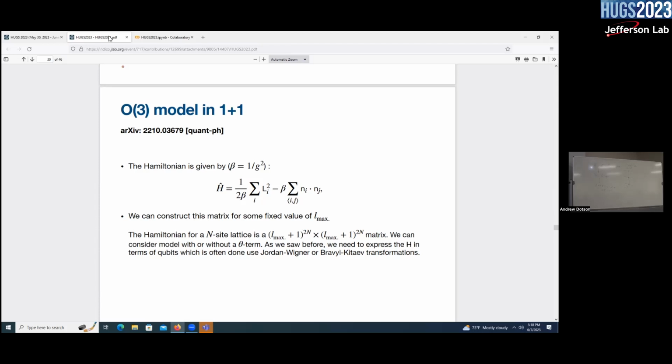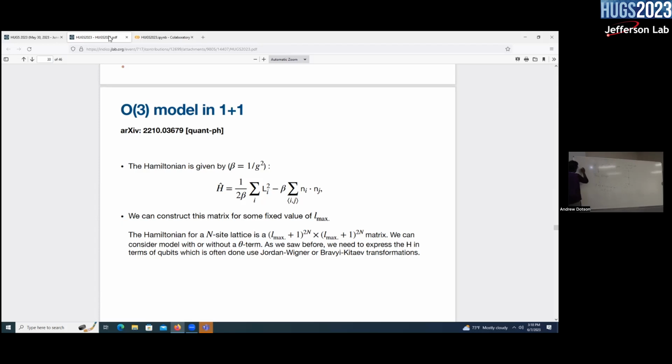How does the Hamiltonian size vary with L max and n? It varies like this: (L max plus 1) squared, raised to the power n, that is, (L max plus 1) to the power 2n. Now, why is it this weird power? When we saw the spin-half particle, the size was 2 to the power n by 2 to the power n. So it's very easy to see.